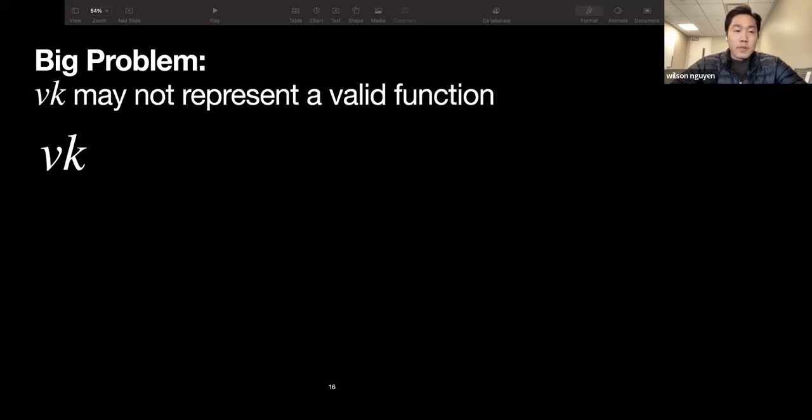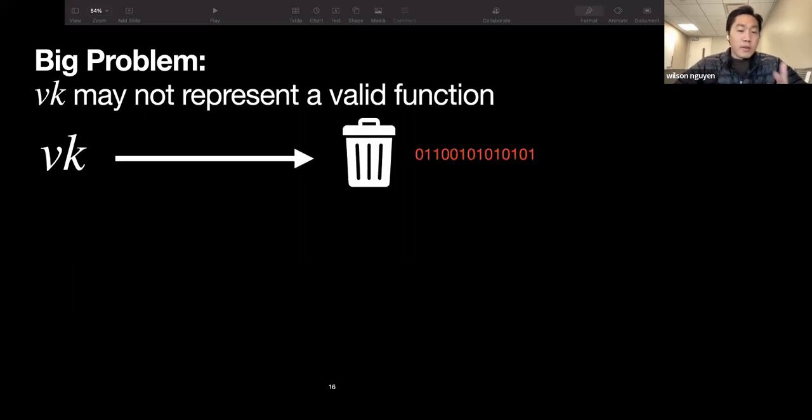So the big problem is that the verifying key may not represent a valid function at all. We can take this in two possible ways. The verifying key may literally be trash bytes, as in the prover just sends over something that was not in the image of the preprocessing function. But also, it could commit to relations or circuits themselves that do not represent valid functions.